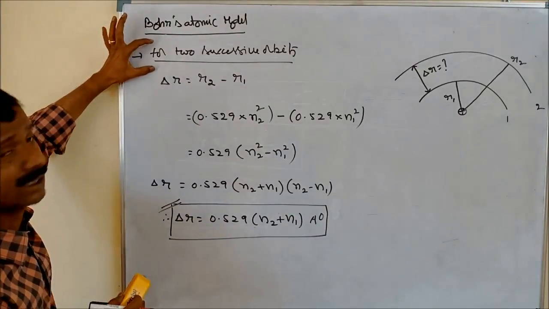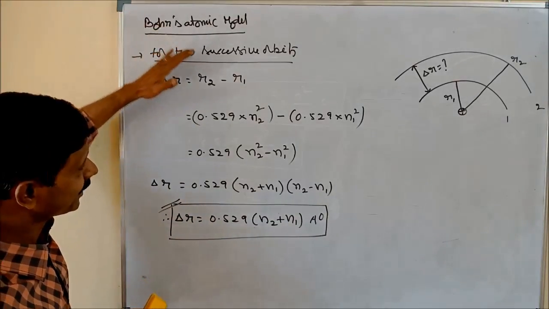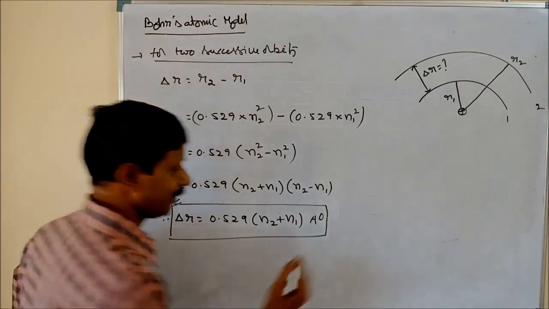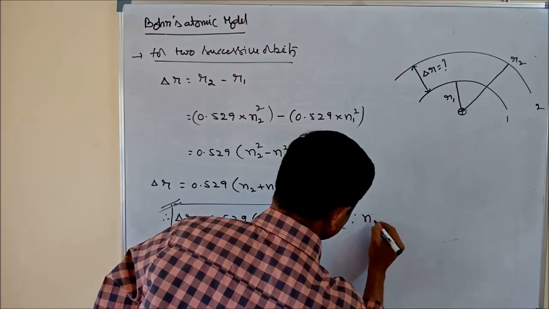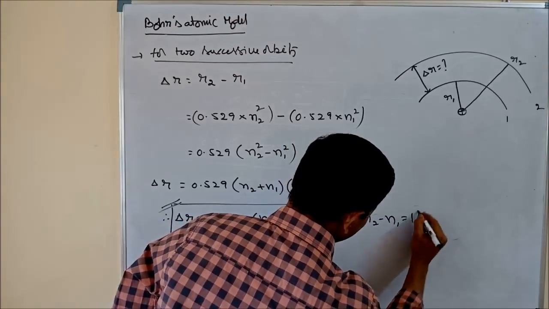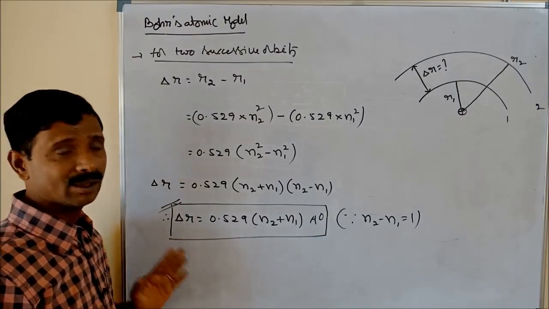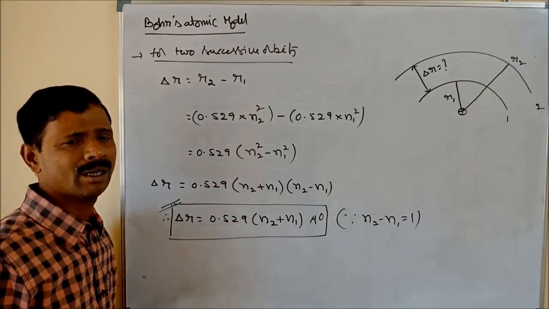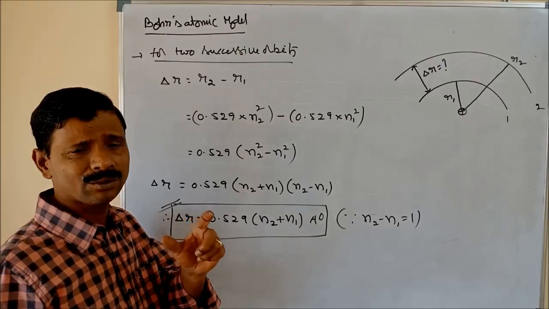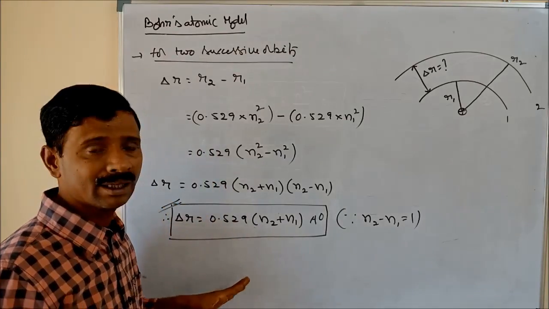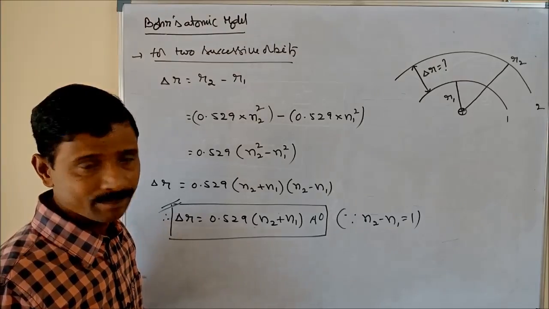That's why I mentioned at the beginning itself that for two successive orbits we are considering, because here N2 minus N1 will be equal to 1. So like this, you have to find out the distance between any two successive orbits. This is one part in Bohr's model.